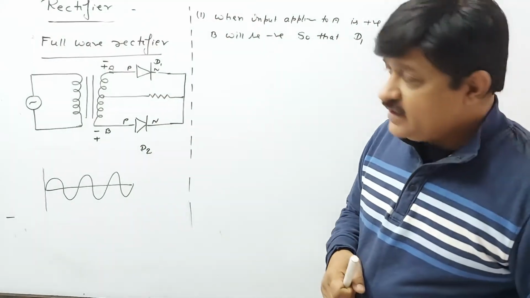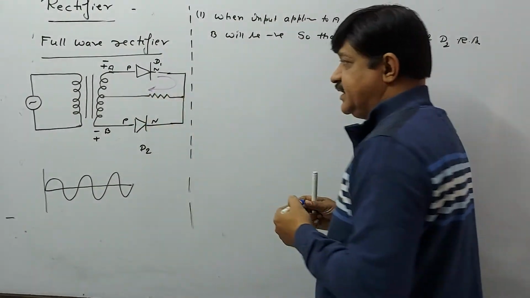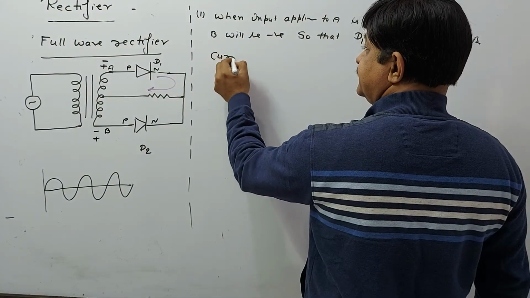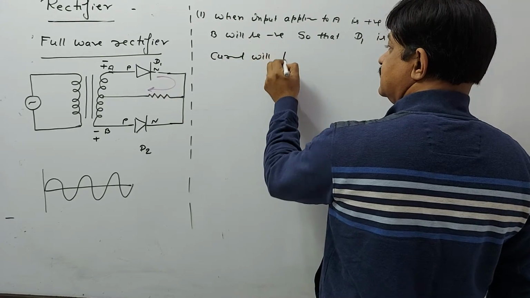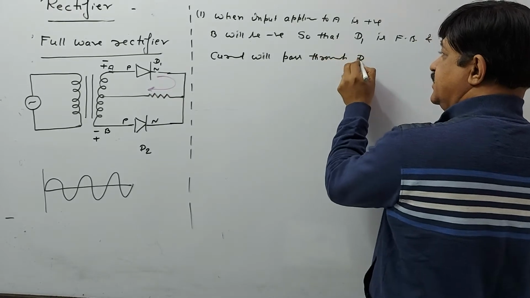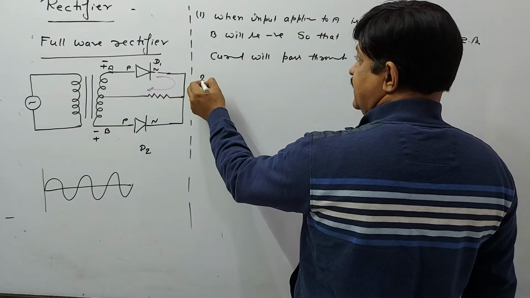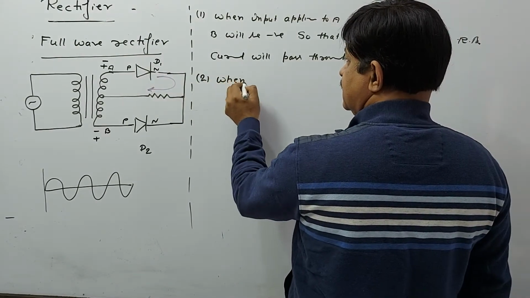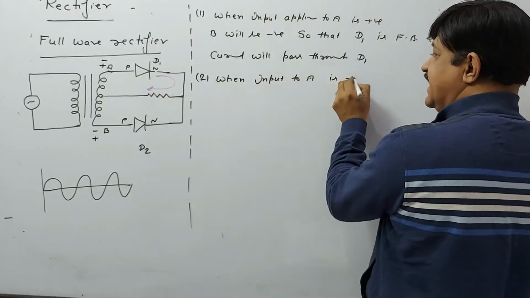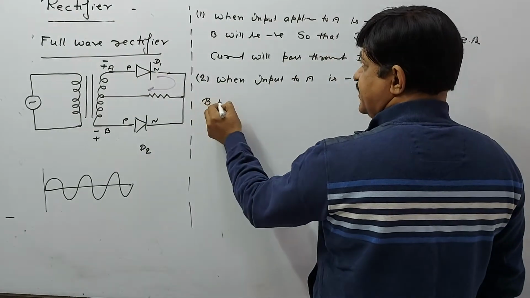And we can see that signal will pass through it like this. So the current through D1. Second, when input to A is negative, B will be positive.